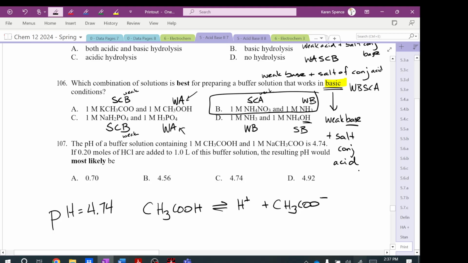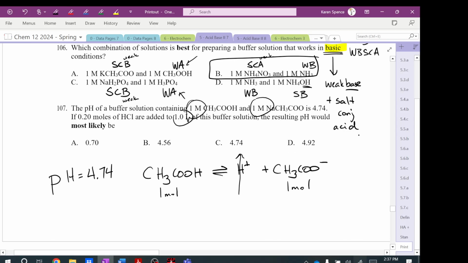Now we're going to add some HCl. We have 1 molar and 1 molar and 1 liter. So I have 1 mole of this right now, and I have 1 mole of this. And I add 0.2 moles of H+, which means it shifts to the left. Which means that this is going to become 1.2 moles, yes? And this is going to become 0.8 moles.